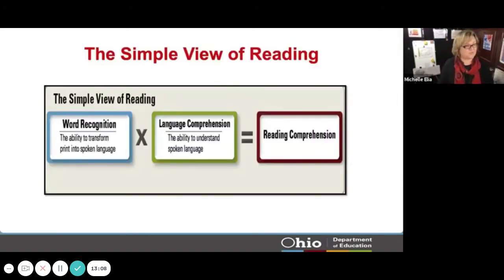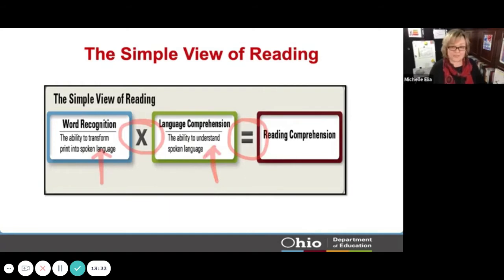So first, we have to think of it in terms of the simple view of reading, which is also in Ohio's plan to raise literacy achievement. And when we look at the simple view of reading, which I don't want to spend too much time on because I know Carolyn spent a lot of time on this in session 1, we realize that reading comprehension is the outcome or the product of teaching both word recognition and teaching language comprehension. And when we teach both of these things, we get reading comprehension.